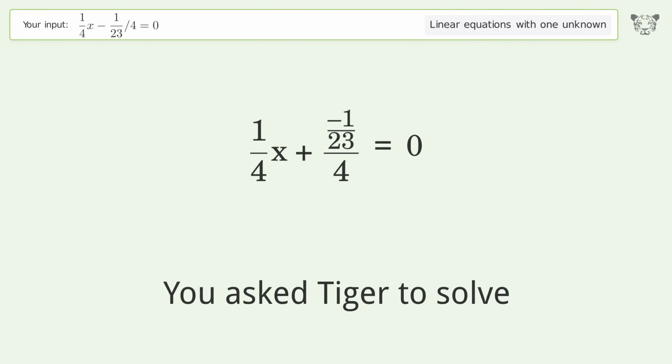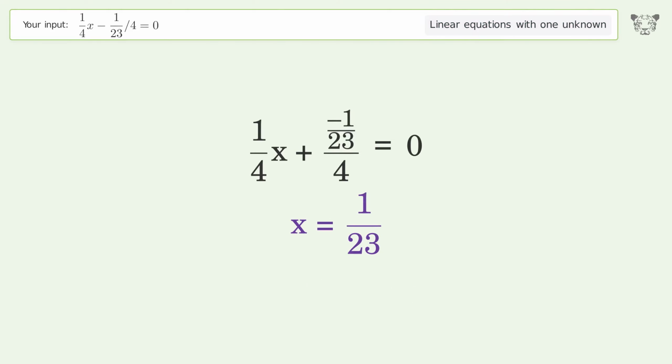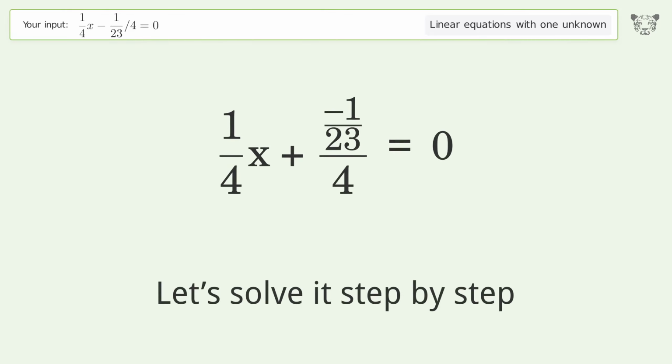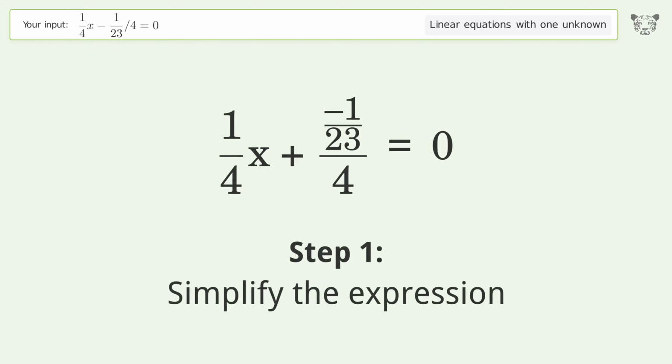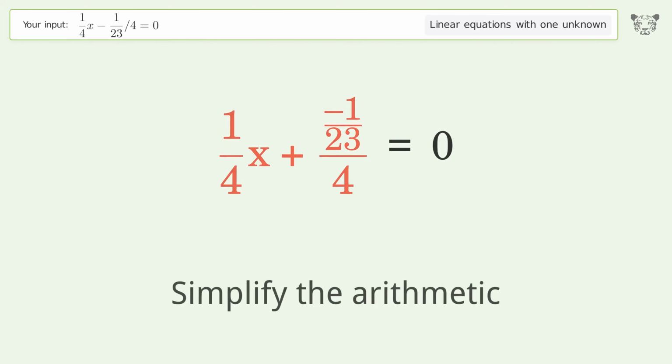You ask Tiger to solve. This deals with linear equations with one unknown. The final result is x equals 1 over 23. Let's solve it step by step. Simplify the expression. Simplify the arithmetic.